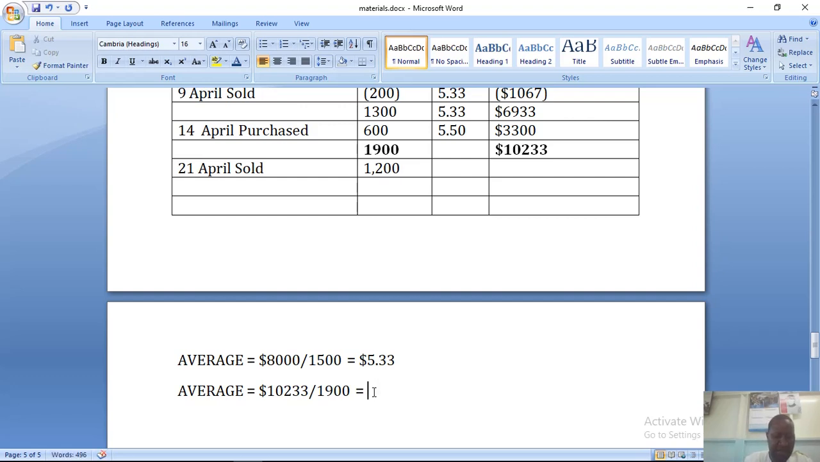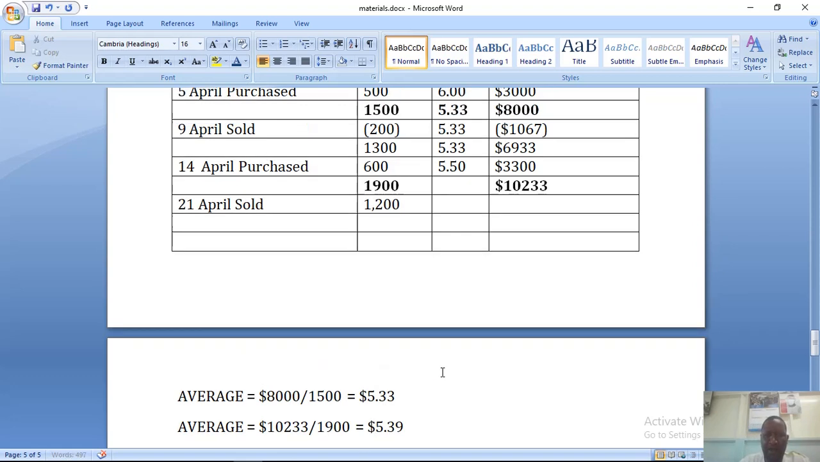5.386. So this is valued at 5.386, say 5.39 rounded off to 2 decimal places. All right, so the inventory in stock will be valued at 5.39, and that will be the total value.